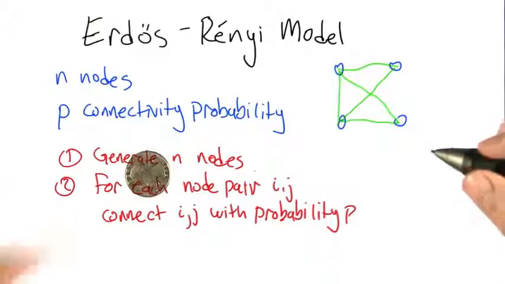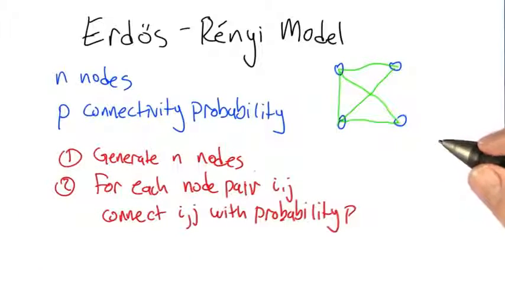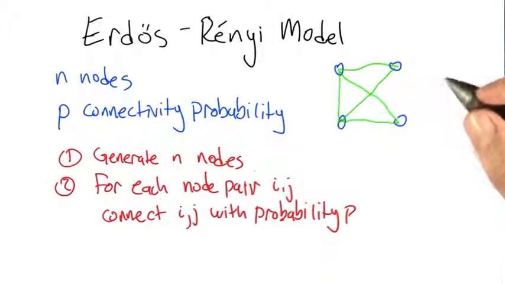I think I have a broken coin. But anyway, you get the idea that you end up with a graph with some of the edges included and some of the edges not included.